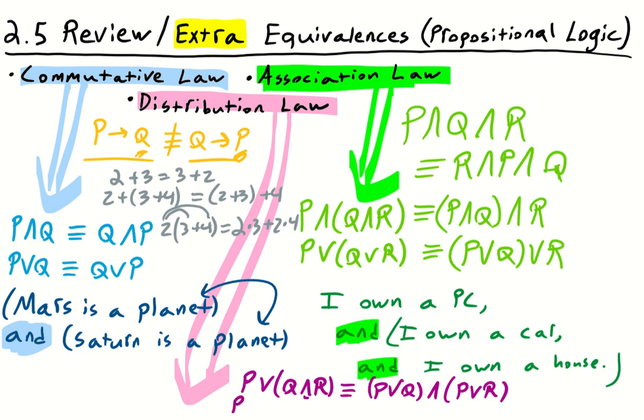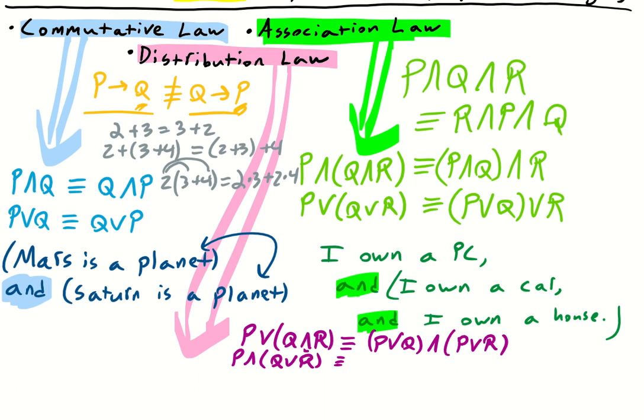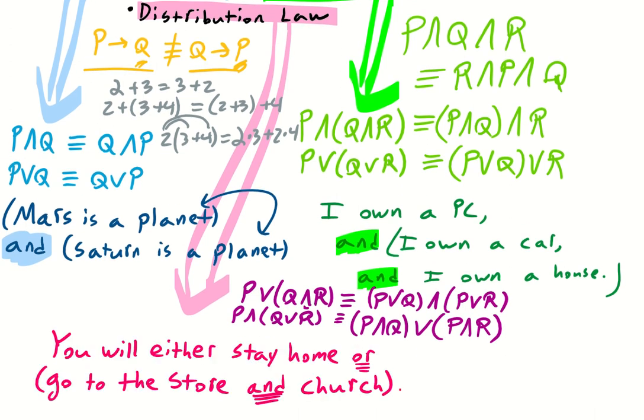Likewise, P and (Q or R) would be logically equivalent to (P and Q) or (P and R). So let's think about an example. You will either stay home or (go to the store and church). So you'll go to the store and church, both of them, or you'll stay home.